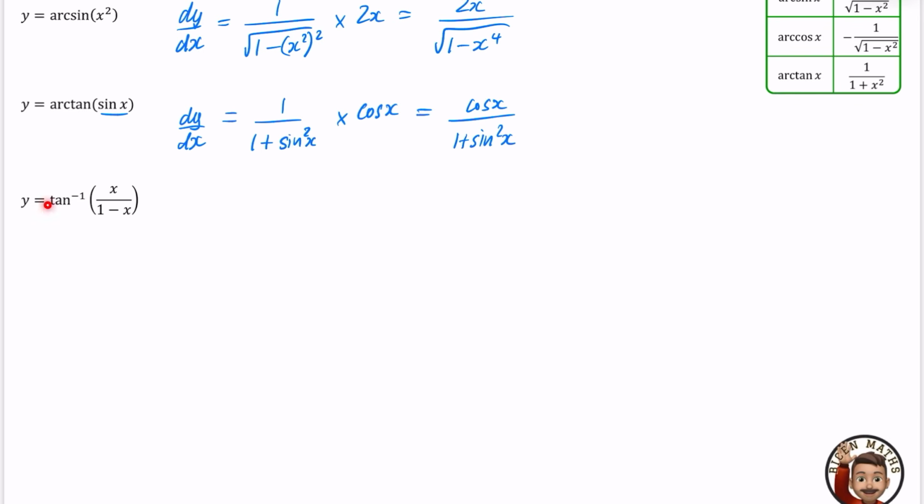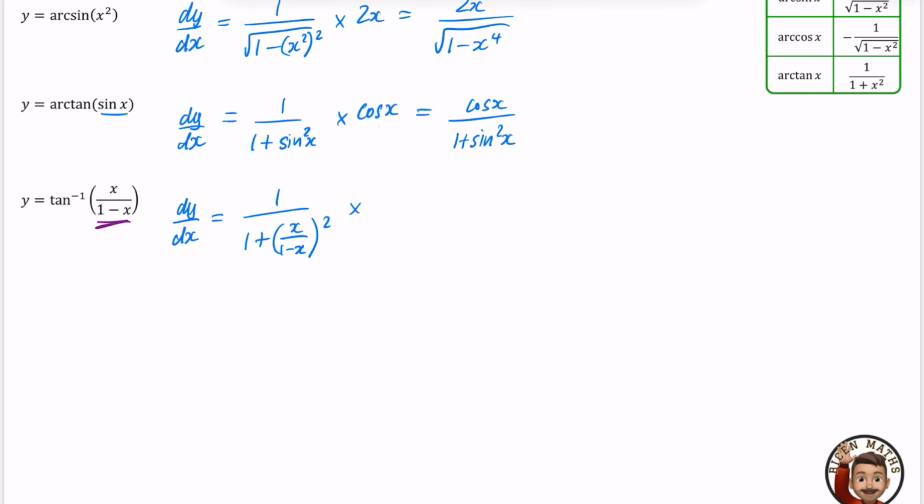And then I wanted to show you this one, written in a slightly different form, inverse tan x. Obviously, that's the same as arctan x as well. So we are going to apply the same pattern. Our dy by dx is going to be 1 over 1 plus that inside part all squared. So that's going to be x over 1 minus x, squared. And then it's going to get multiplied by the derivative of this inside part. I'm actually going to do that differentiation somewhere else, okay?